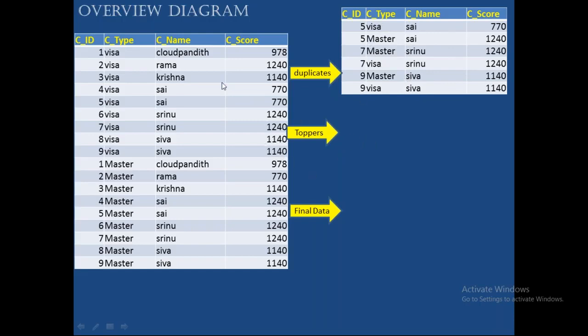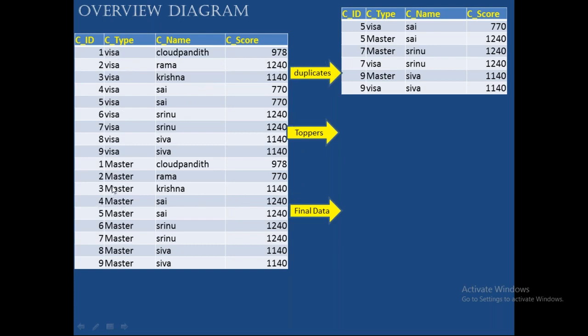Toppers, who are the toppers? You look at here, 2 Visa Rama 1240, 6 Visa Srinu 1240. These are the two top people. Maybe there are multiple people with the same score, then I need to display all the people. So 1240 is for two people here, Rama and Srinu in Visa. So I'm going to display these two people in the same way.